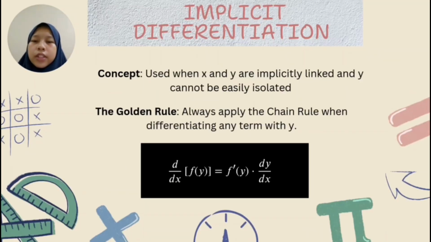Now, let's look at a very special and important technique, implicit differentiation. We use this method when equations mix x and y together in a way that makes it difficult to solve for y explicitly. The golden rule here is to differentiate every term on both sides with respect to x.